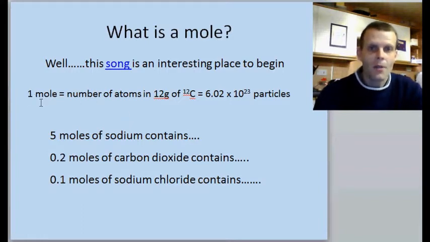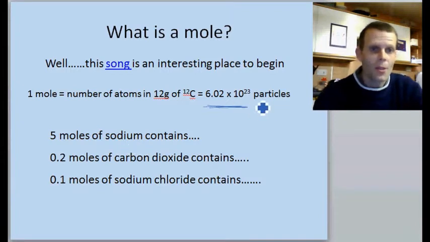But our definition of a mole is the number of atoms that are found in 12 grams of carbon 12. So this isotope of carbon, if you have 12 grams of it, it has this many particles, this many carbon atoms. So it's a lot, 6.02 times 10 to the power 23. And we can look at that with other substances as well.